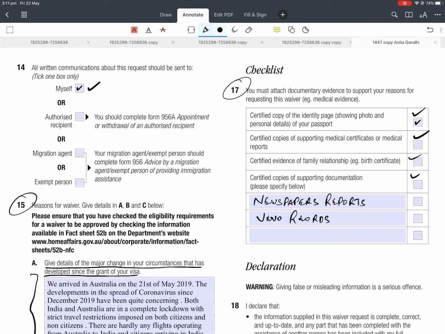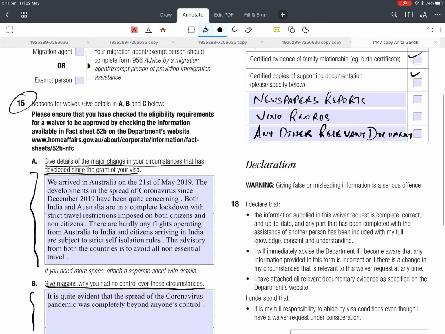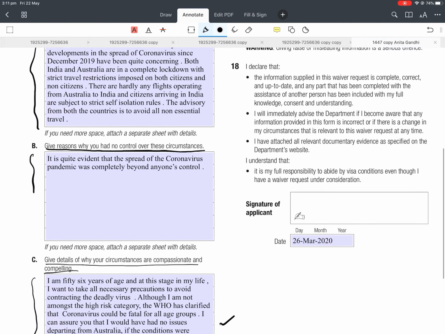So this is an online record on the immigration website of what visa you hold and when it expires. Of course, it has your name and other details on it. And any other relevant document, all right, which you deem fit for your case. So any other relevant document could be a support letter from a family member who has sponsored you, could be anything which strengthens your case.